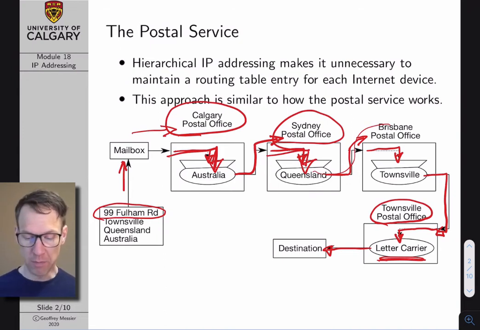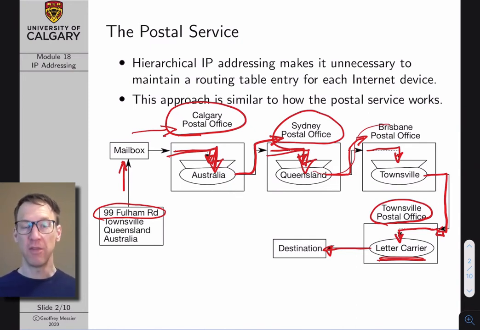So a letter carrier from Townsville does not need to know the roads in Calgary because they don't deliver letters in Calgary. They only deliver letters within Townsville. So once you get down to that final level where you do need very specific knowledge of final destinations, again, this knowledge is manageable because the nodes that operate at that point are only in charge of a relatively small area. Again, sort of leveraging that idea of hierarchy.